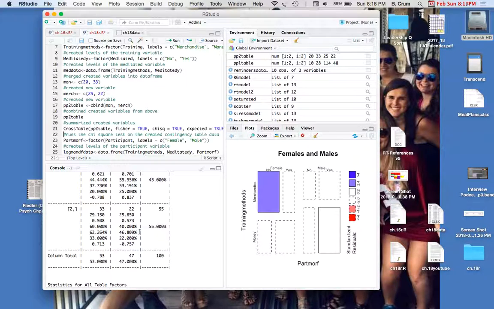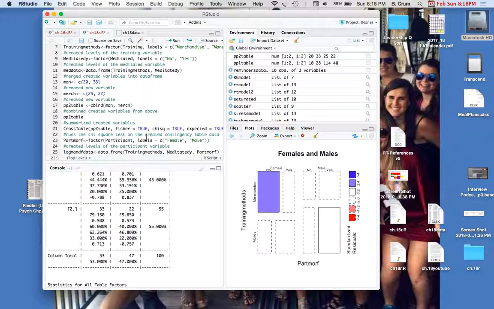It's obtained by using chisq equals TRUE, and the Fisher exact test is added by typing fisher equals TRUE, so that's just right here, as you can see. Expected equals TRUE shows the expected values of each cell of the contingency table, which is useful to ensure that the related assumption has been satisfied. So that's the frequencies. Remember, we can't have a frequency lower than 5.